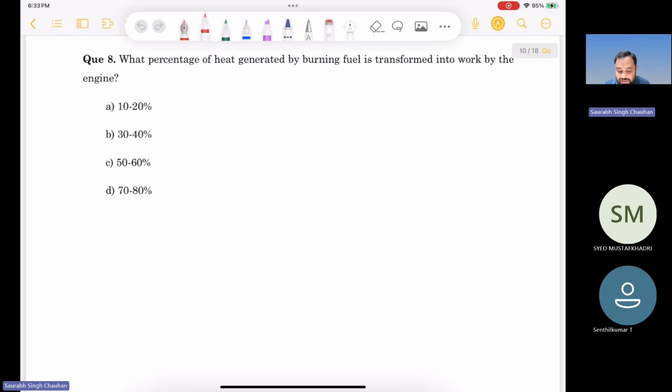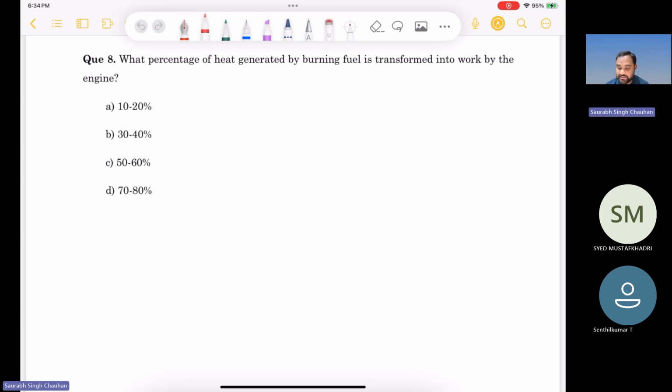Question 8. What percentage of heat generated by burning fuel is transferred into work by the engine? So you know that heat generated by fuel, all of that heat is not converted into work. There are a lot of losses. A significant amount of that heat is lost because of exhaust, and a significant amount is lost due to heat transfer losses, and a certain part is lost due to parasitic load and due to friction. So a lot of losses are there, and whatever is remaining appears as the work output. So it is asking what percent of heat generated by burning fuel is transferred into work by the engine.